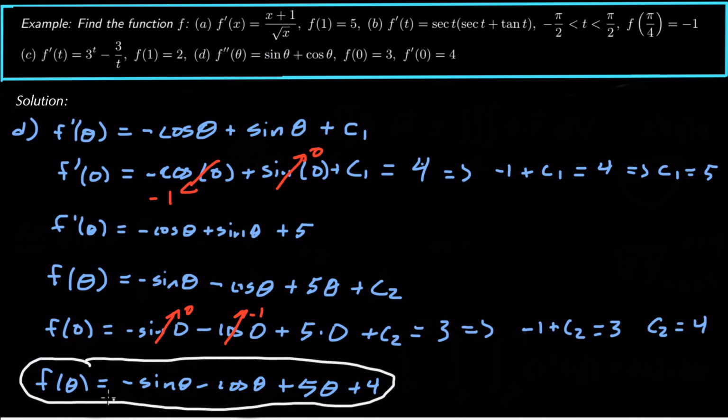And we can check. Plug in 0. We get 0, negative 1, 0, 4. So negative 1 plus 4 is 3. That satisfies my condition. Differentiate it. Plug in 0 satisfies my condition. Differentiate twice. We should get this function here, f double prime. And that's how we find antiderivatives. That's how we find the function if we have conditions and we know the derivatives.